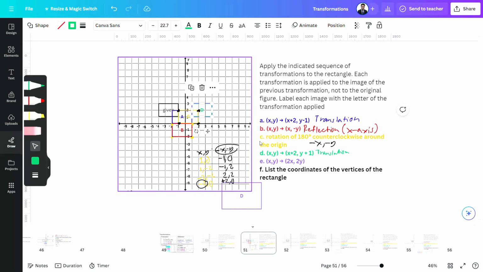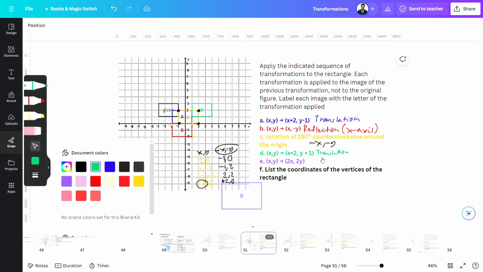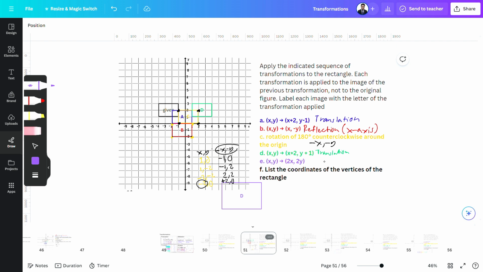Now let's do letter E. Letter E, what is that? It says the x comma y will become 2x comma 2y. That's gonna be dilation. And our scale factor is what? This is dilation. The scale factor is 2 because it says 2x and 2y.